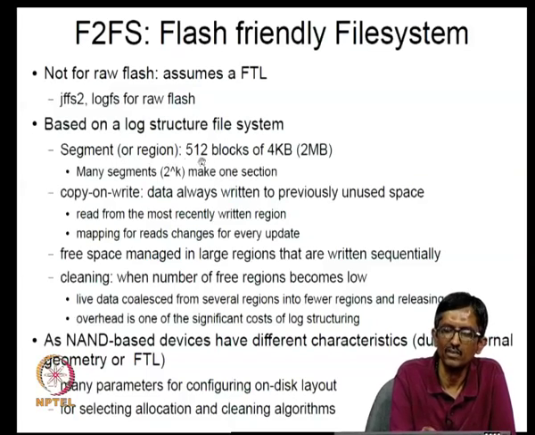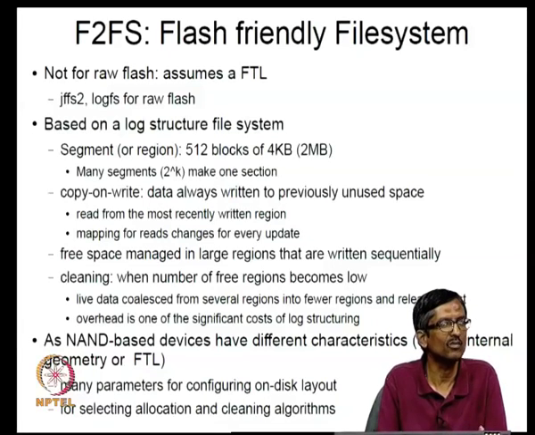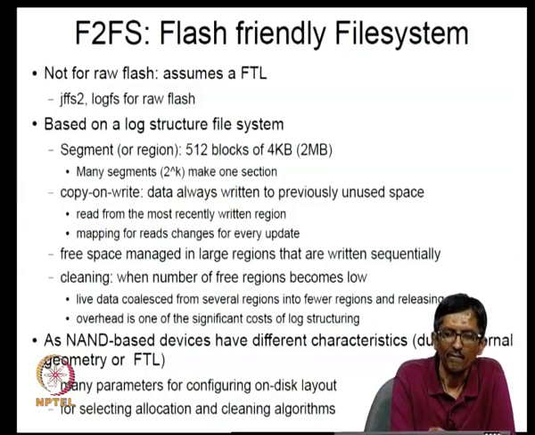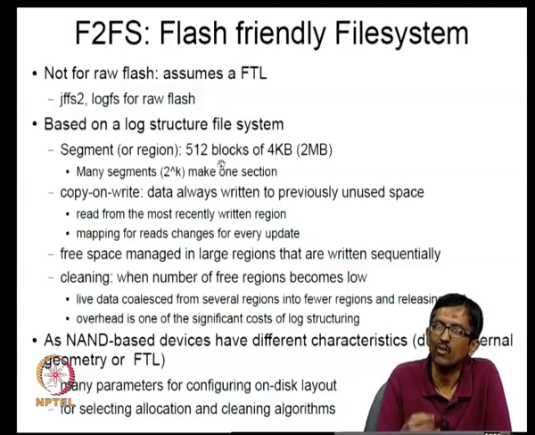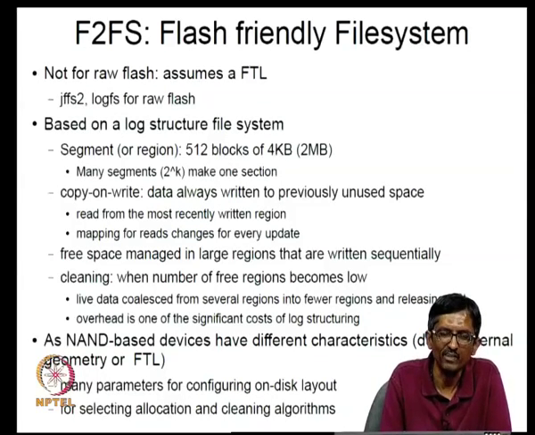What we do is a segment is here 512 blocks of 4 kilobytes, about 2 megabytes. So your segments are 2 megabytes. That means you have to allocate 2 megabyte chunks of memory, and everything is accumulated there, and every so often approximately 2 megabytes will be flushed to disk. In addition, for even writing longer sections, many segments can be made into what is called a section. Typically it is 2 to the power of k, that is you either have one segment as one section, or 2 segments as one section, or 4 segments as one section.